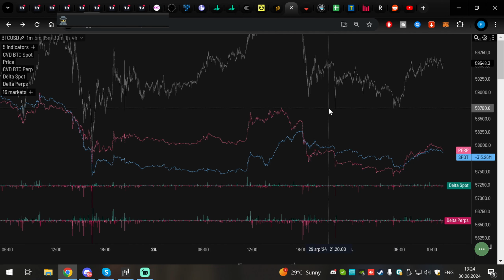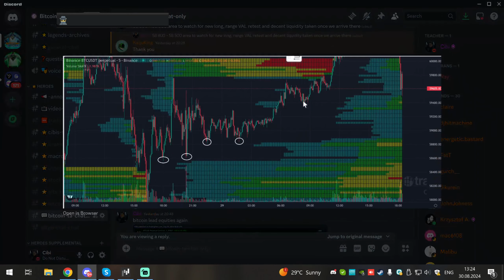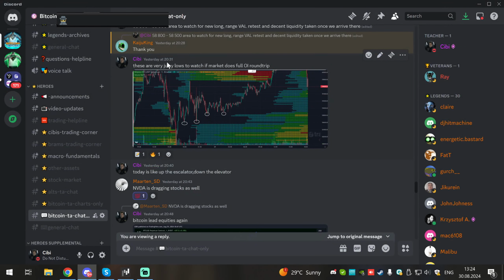And this is the post as we are bleeding down. So I'm already warning traders. Now I'm using a different tool, because I want to see where the pain point for the market is. So these are very juicy lows to watch if the market does a full open interest round trip. Yes, I'm marking these two lows here to be taken out for a swing failure pattern, and these two lows taken out for the swing failure pattern.